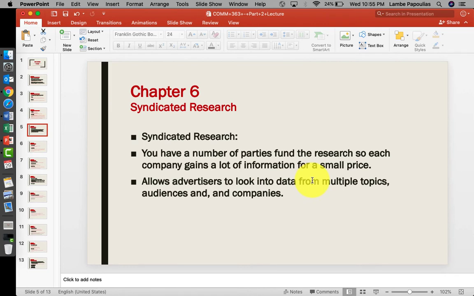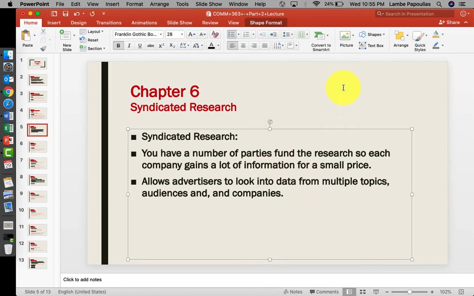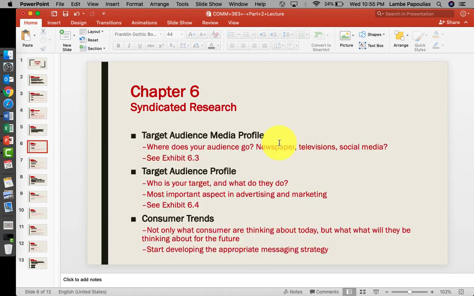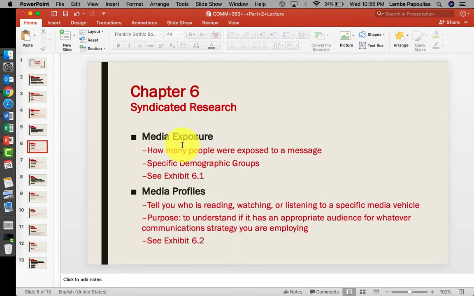So chapter 6, you have your syndicated research. You have a number of parties that fund the research, so each company gains a lot of information for a small price. This allows advertisers to look into data for multiple topics, audiences, and also companies. For example, you might have 10 different companies who are looking to get information on a specific topic. Well, if these 10 companies come together, they can syndicate the research. They all pitch in a little bit to get the information for that actual research, and now it does not cost all of it to them. It doesn't cost a big chunk to them, rather they're just paying a small portion.